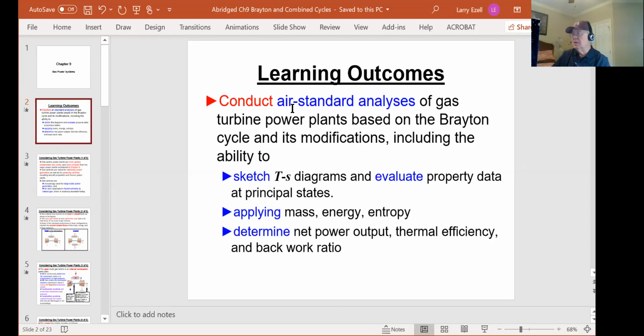So what are our learning outcomes, our objectives? We're going to conduct an air standard analysis of gas turbine power systems based on the Brayton cycle and some of its modifications, including learning to sketch the T-S diagram and evaluate property data at principal states, and apply the mass, energy, and entropy equations. Not too much entropy now, I'm going to slack off on that a little bit. Determine the net power output, the thermal efficiency, and the back-work ratio. So we're going to learn how to do all those things.